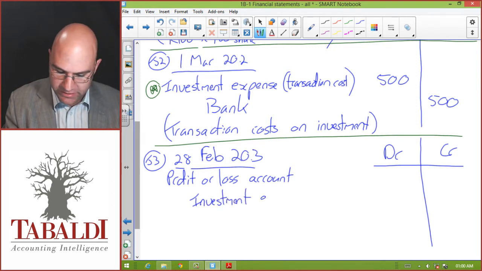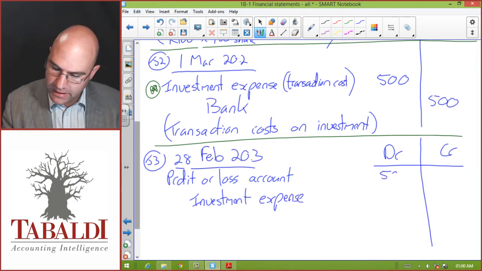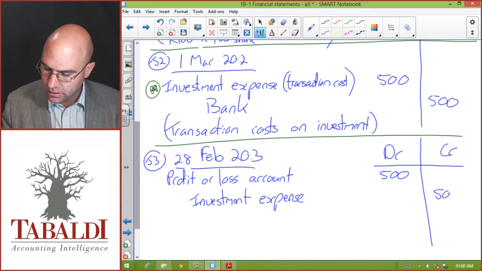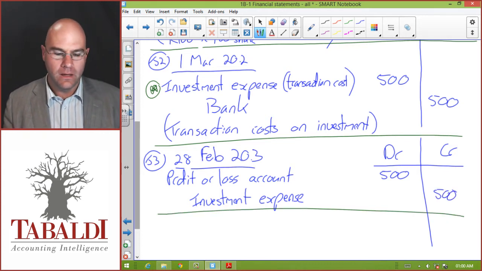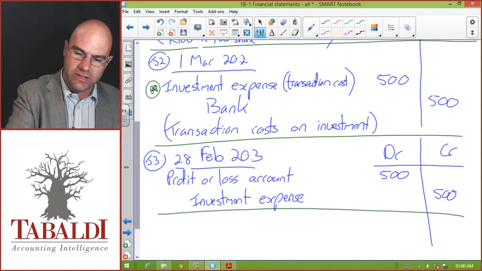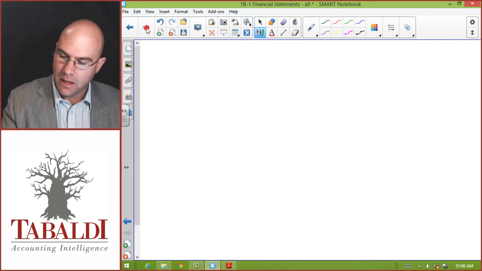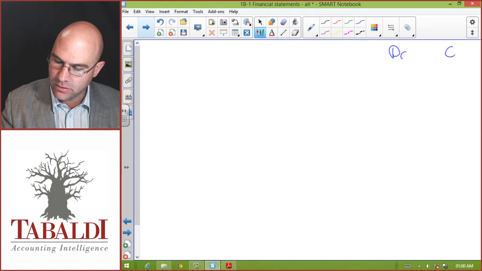I'm not going to write transaction cost out again. Investment expense is perfectly fine. And I'll now close that account out to the profit or loss account. Okay, going on to use a new page now just because we're running out of space. I'm going to once again have my debits and credits at the top.